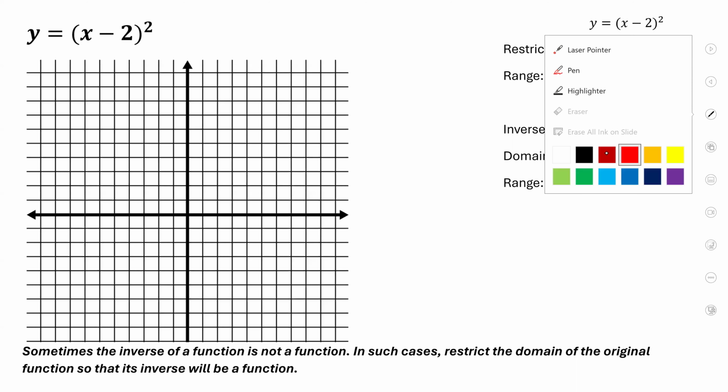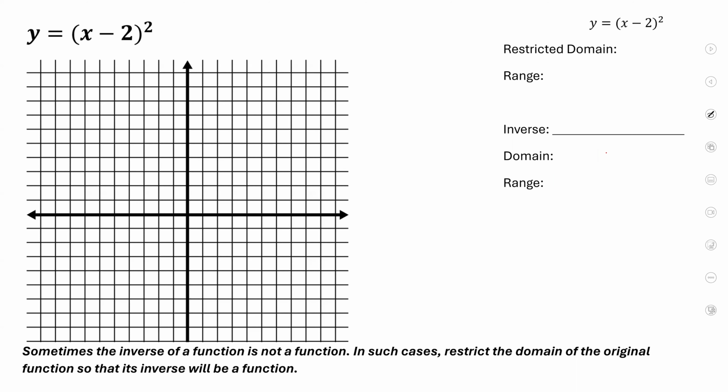So if I graph this function, this went to the right 2. So that means your vertex is right here at 2, and this is your graph. So that's this side, and this is the other side. Okay, so that is your graph. Let's go ahead and get the inverse.